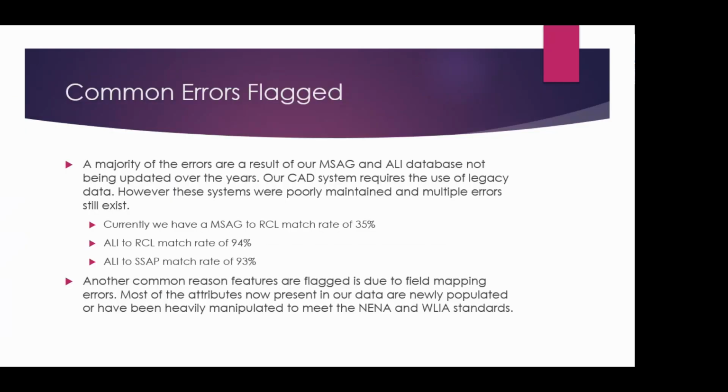The majority of the errors flagged are a result of our MSAG, which is the Master Street Address Guide, and the ALI database not being updated over the years. Our CAD system requires the use of legacy data. However, these systems were poorly maintained and multiple errors still exist. Currently, we have an MSAG to RCL match rate of 35%. Previously, it was 25%, but after we realized we had a couple of trailing spaces, we got rid of those, and that fixed it. An ALI to RCL match rate of 94, and ALI to SSAP 93.